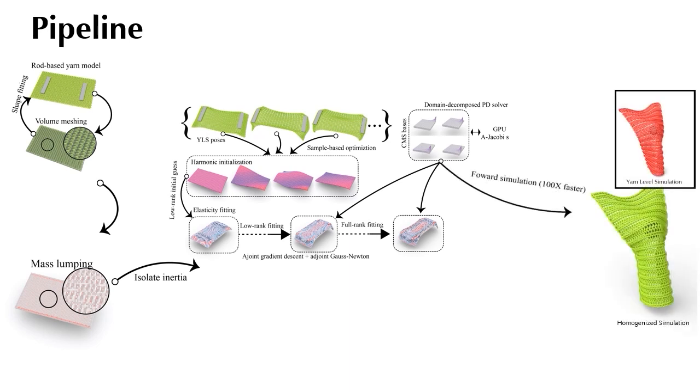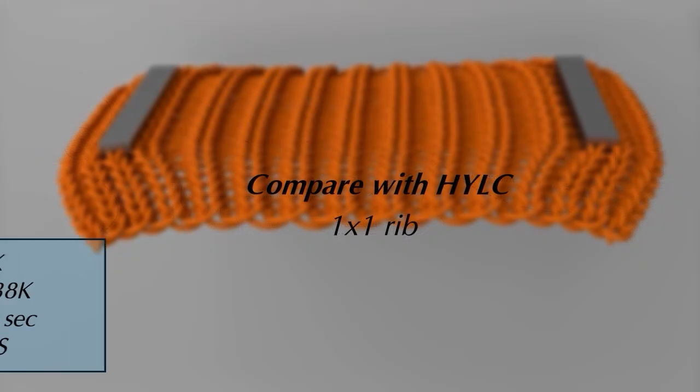Finally, we obtain a volume mesh with specific material distribution, which significantly speeds up high-quality knitwear simulation compared to full-scale yarn-level simulation. Our first example is rib 1x1.